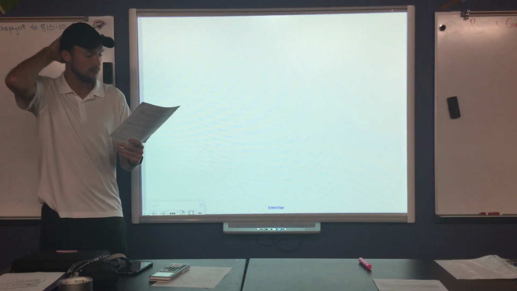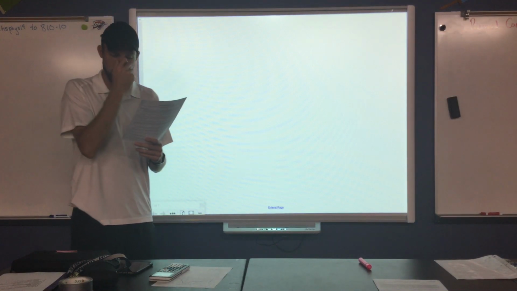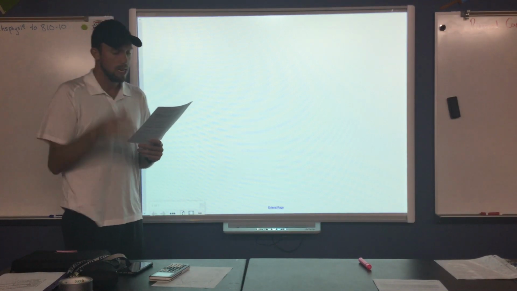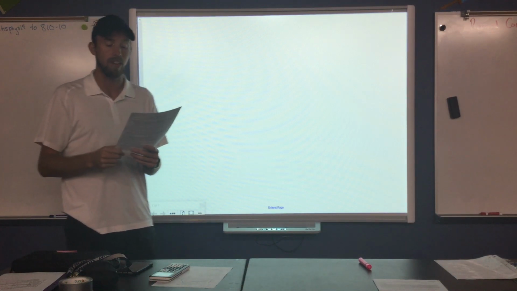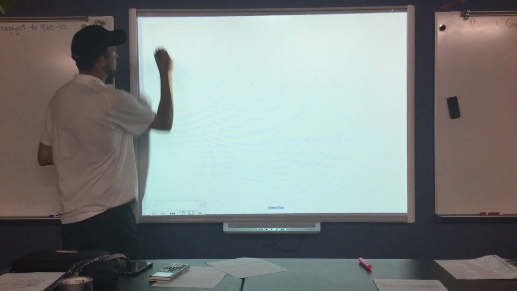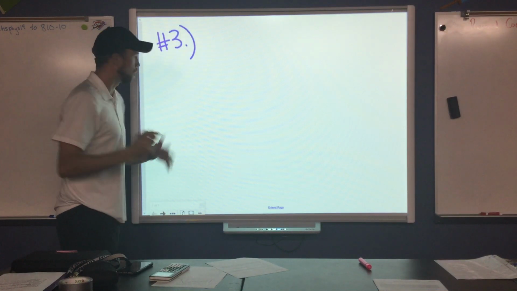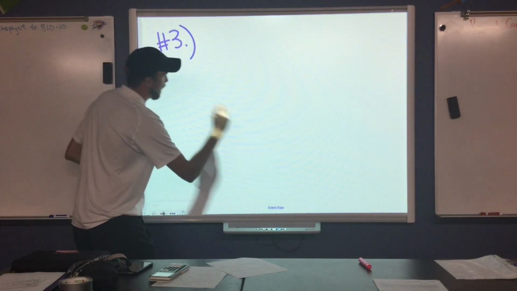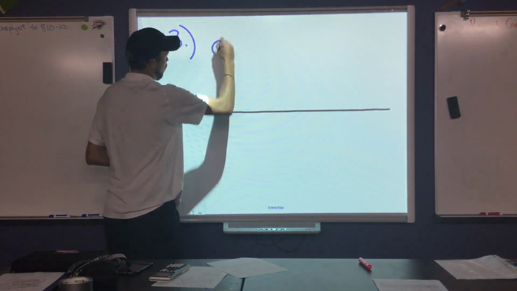So our problem says this. Suppose you are playing catch with a friend on one Saturday afternoon. You throw the ball to him at an angle of 35 degrees above the horizontal with a velocity of 15 meters per second. So before we finish out, let's go ahead and get a picture going now that we have a little bit of an idea of what we're doing. So we are playing catch with a friend. So roughly here we are.